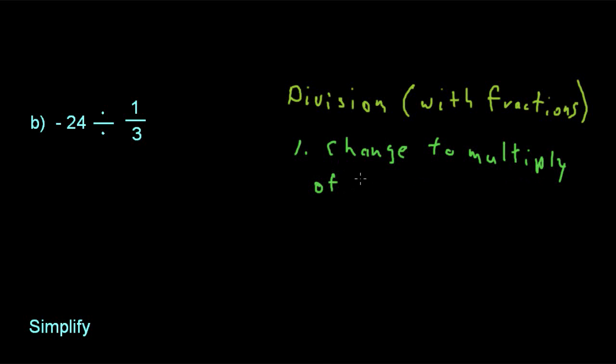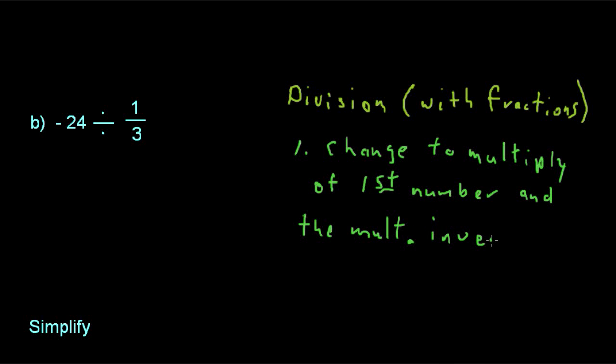So we're going to change to a multiply of the first number, no change with the first number. But then the second number, we want to change it to its multiplicative inverse. So the multiplicative inverse of the second number.